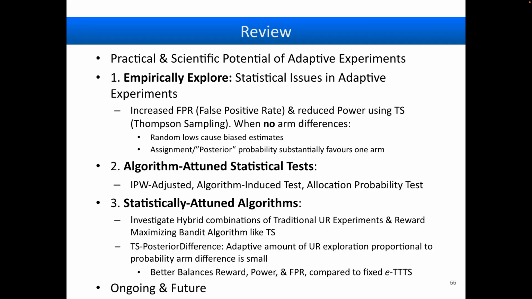So if you try to maximize reward using an algorithm like posterior sampling or Thompson sampling, you actually get issues. It could potentially give you data that can be analyzed, but there are some issues. And that's where we come up with different statistical tests and modify the algorithm. So I think that's one line of work, right?